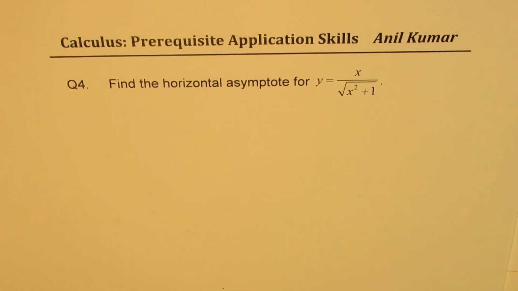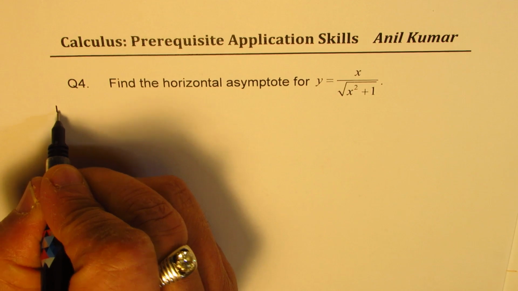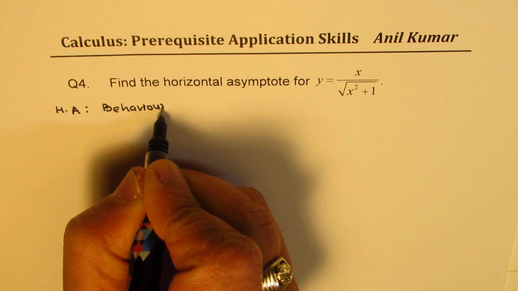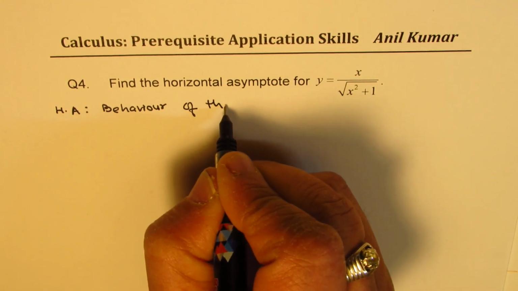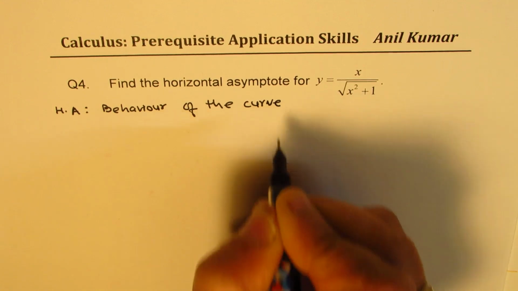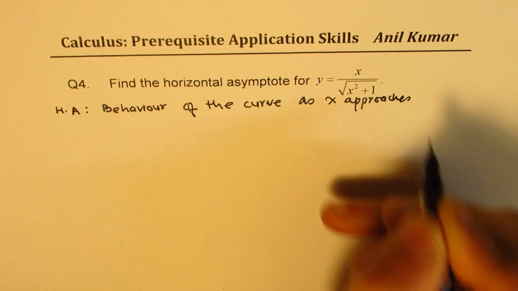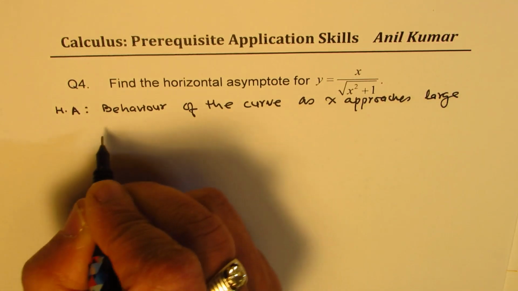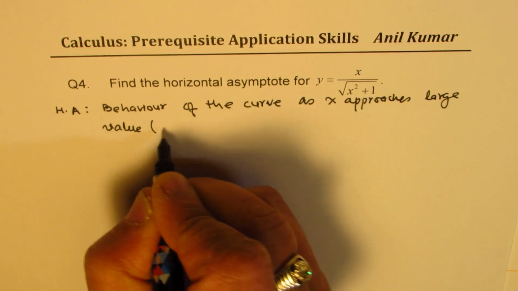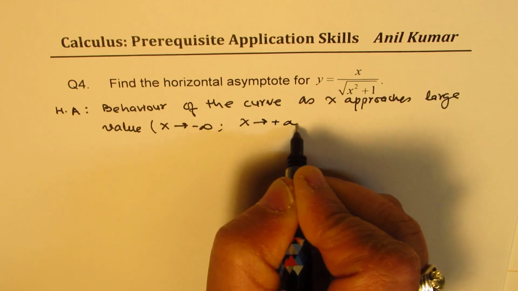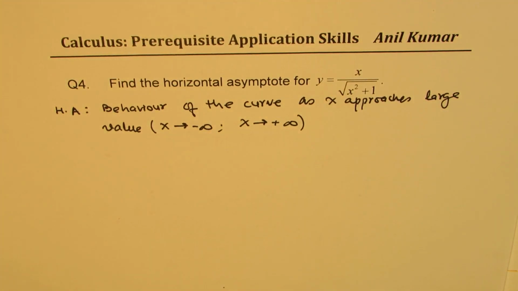Question number 4. Find the horizontal asymptote for y equals x over square root of x squared plus 1. So when we say horizontal asymptote, what are we trying to say? It is actually the behavior of the curve as x approaches a large value. So that means x approaches either negative infinity or positive infinity. Both sides, correct? That is what it means.